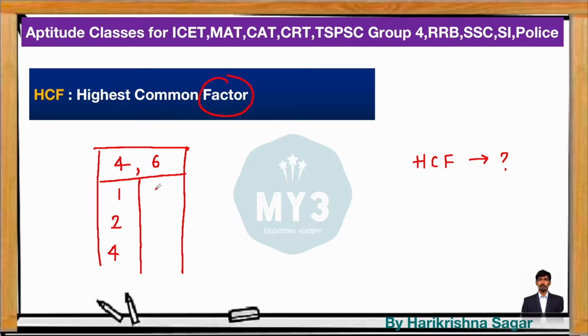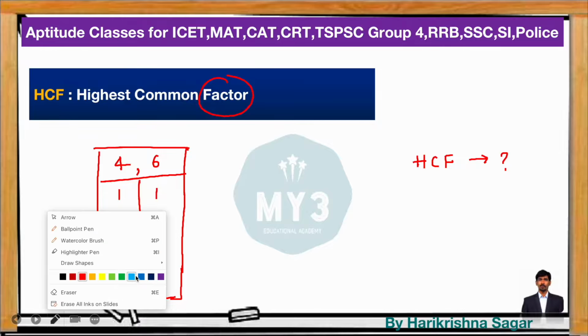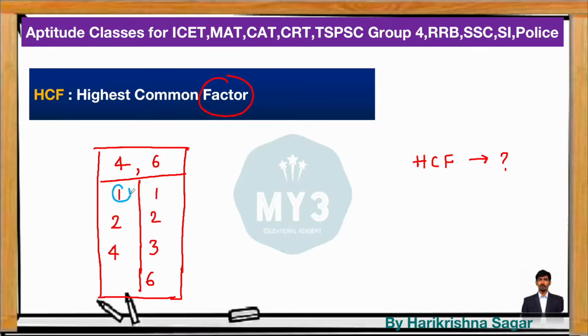What are the factors of 6? 1, 2, 3, 6. And here what we need to do is figure out the highest common factor. What are the common factors which you are able to see here? The common factors are 1 and 2. But what is the highest one here? The highest one is 2. That is the reason the HCF, highest common factor, of 4, 6 will be 2.